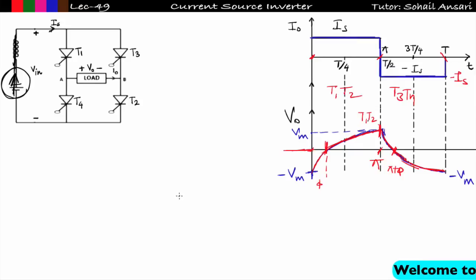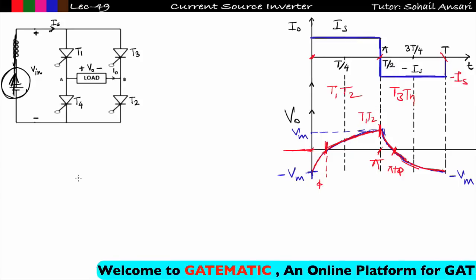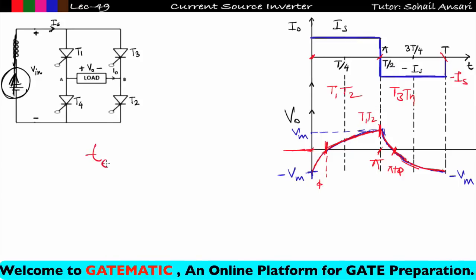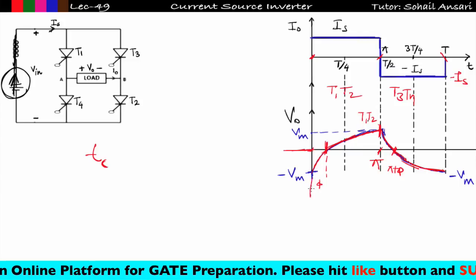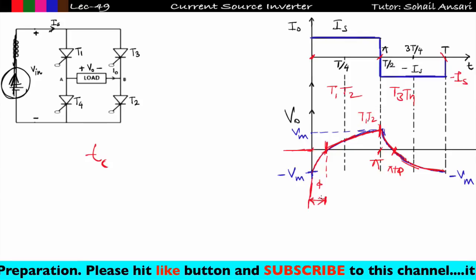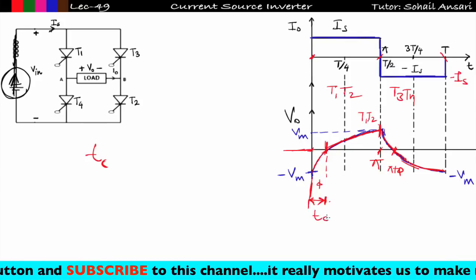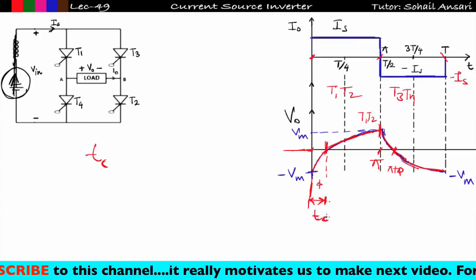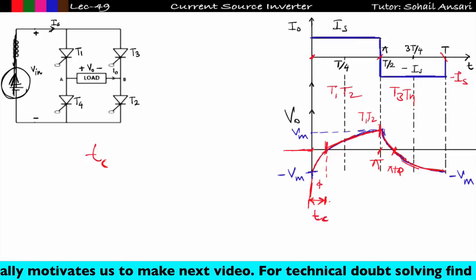So if load commutation is possible, we definitely need to understand the circuit turn-off time. What is the circuit turn-off time? Circuit turn-off time is defined as the time for which the thyristor is reverse biased. See here, the thyristor is reverse biased from 0 to this angle phi. So from 0 to this angle phi, I can easily write this is my circuit turn-off time. So I need to find the circuit turn-off time of this type of circuit.